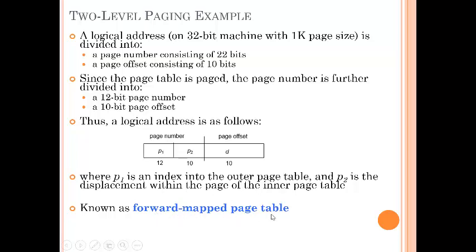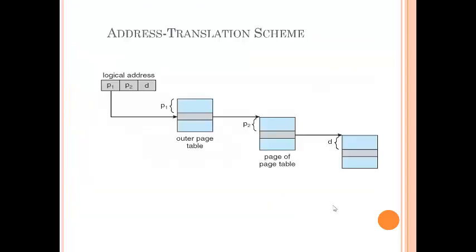So page table 1 contains the entry of page table 2, page table 2 contains the entry of page table 3, so it goes in forward direction, so it is called forward mapped page table. So the address will be translated like this. P1 gives you the entry of the outer page table, from that you will get P2, and P2 gives you the entry of inner page table, and in inner page table we will store the frame number, and that frame number plus D gives you the physical address.